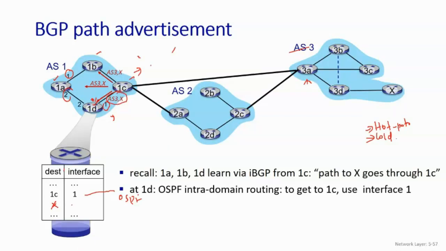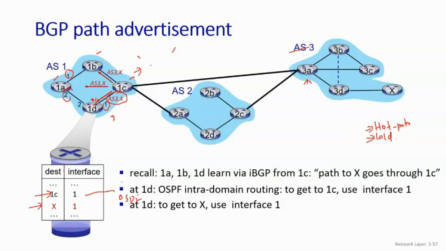Any guess? 1. 1 only. So this is a result of OSPF protocol, and this is a result of BGP protocol. Okay, so now I have it automatic. So X, 1 is a result of BGP protocol. 1C, 1 is a result of OSPF protocol.